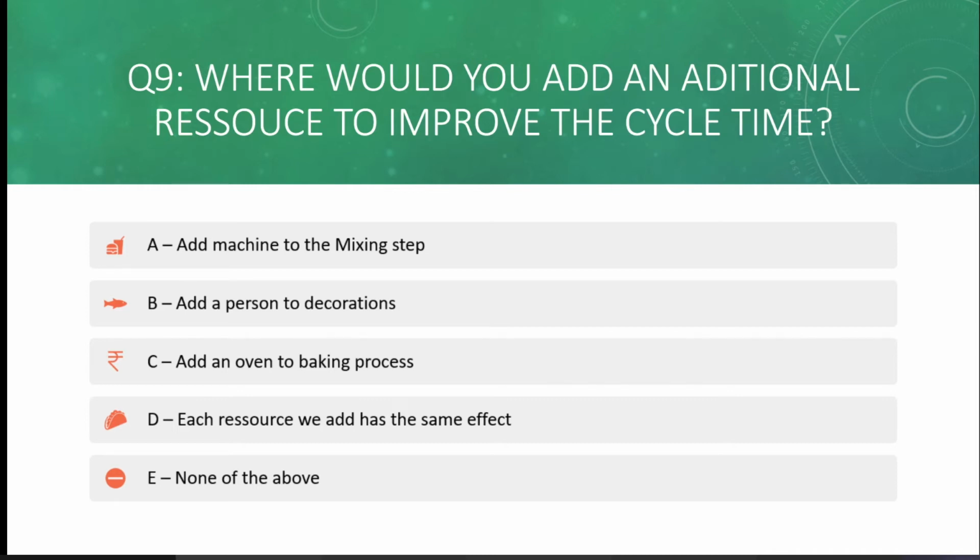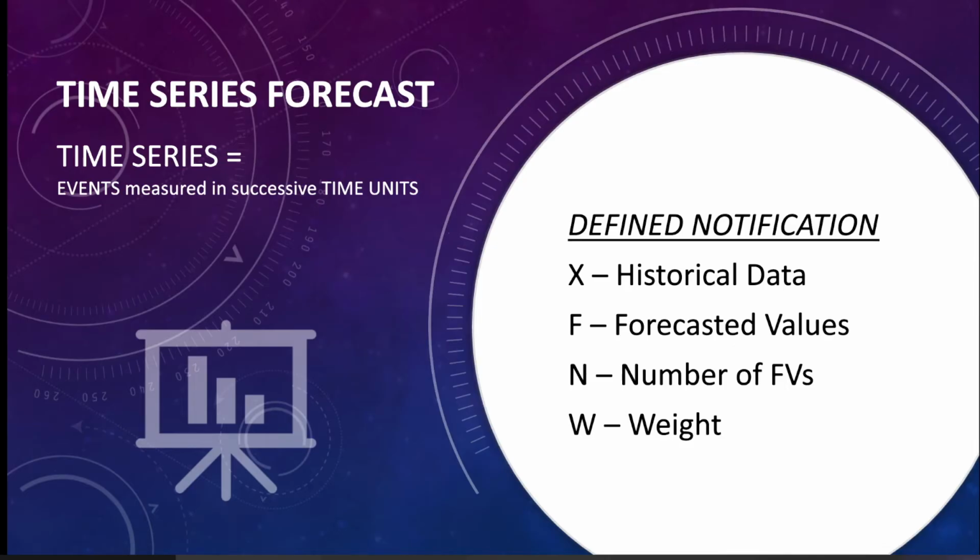So we have E, none of the above. Your cycle time cannot be improved through additional resources. Is that clear? Because this is a very important concept and will definitely be tested. All right. Nice. Moving on.